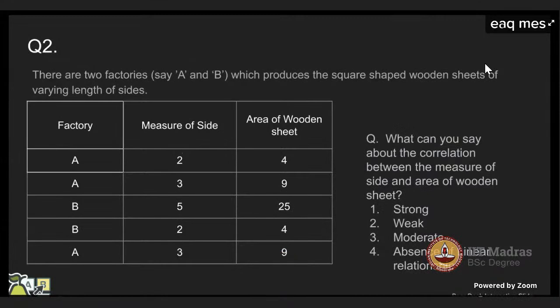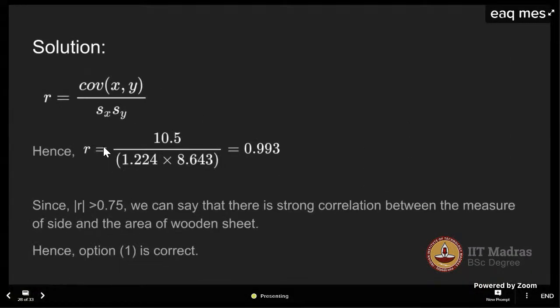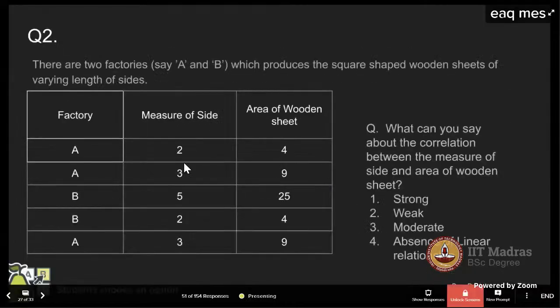Okay, yeah. Moving on to the solution. If you find the value, it will come out to be 0.993. Since it's greater than 0.75, there is a strong correlation between the two. Okay, first let me answer this: why, even being a square, is there a strong relationship?